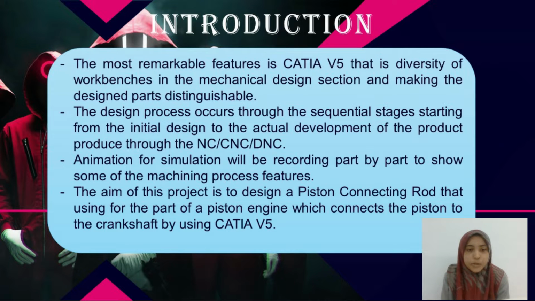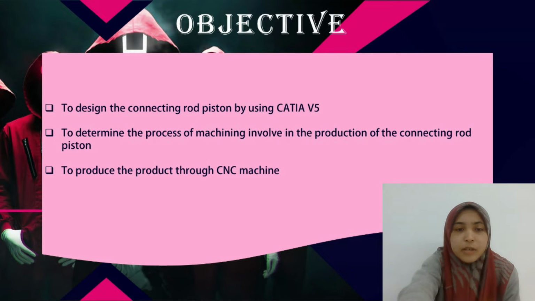The aim of this project is to design a piston connecting rod, used as a part of a piston engine, which connects the piston to the crankshaft, by using CATIA V5. Next, the objectives are to design the connecting rod piston by using CATIA V5, to determine the machining processes involved in the production of the connecting rod piston, and to produce the product through a CNC machine.